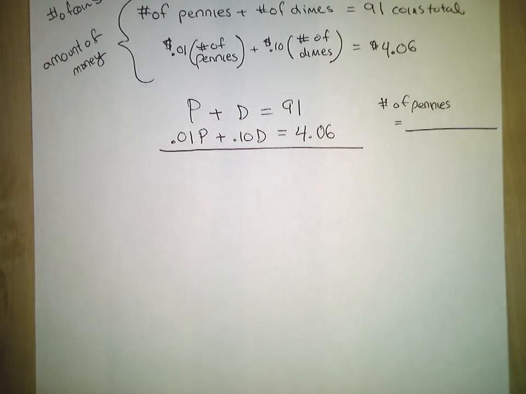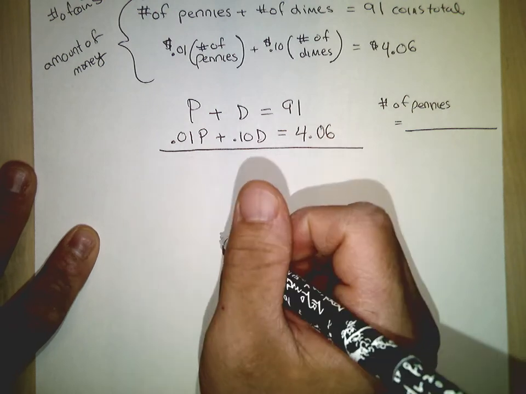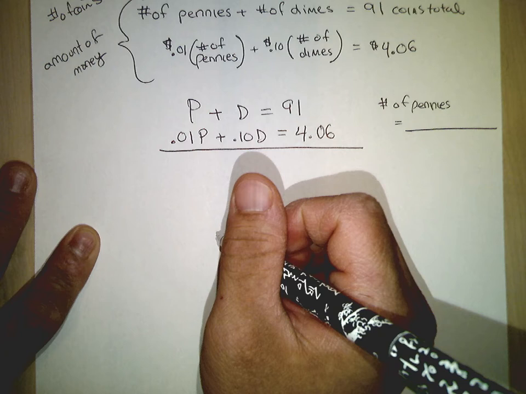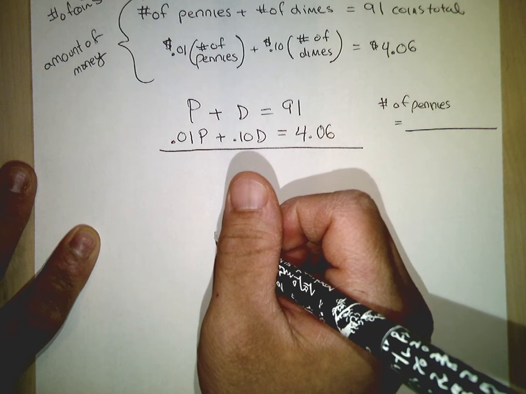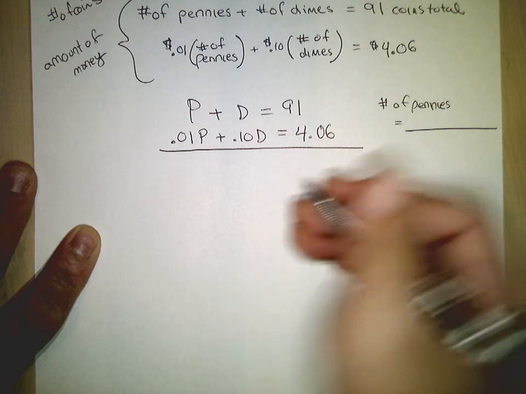All right, now a lot of people don't like working with the decimals, right? So one way to eliminate the decimal would be to multiply by 100 to clear out the decimal here. Or you could just go for it and see what happens. But let's just go for it.